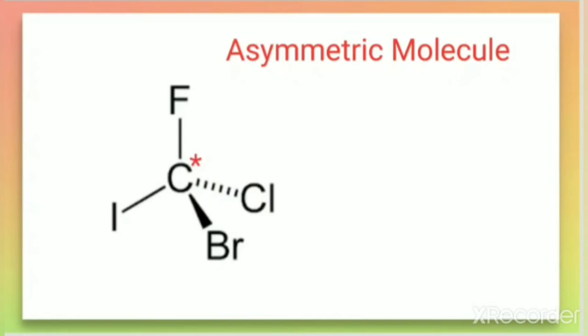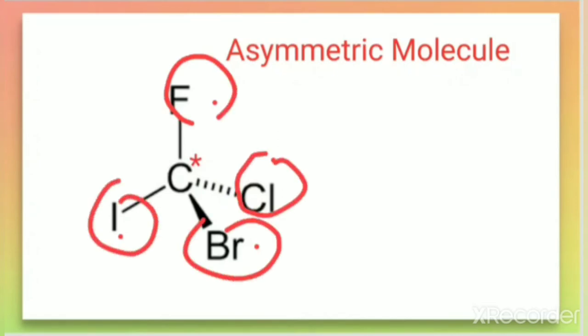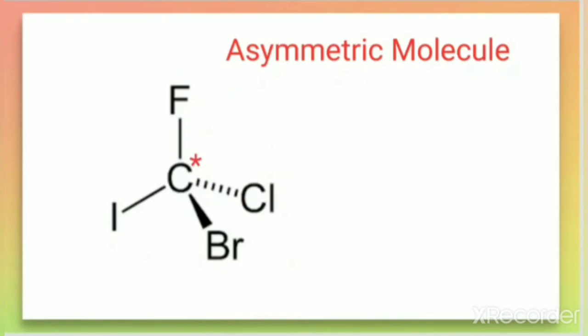When you find it out, all the 4 groups, or we can say the 4 atoms here, are of different types. Therefore, such a carbon which is bonded to 4 different atoms or groups of atoms is called an asymmetric carbon. An asymmetric carbon is represented by making a star on it, as shown in the figure.